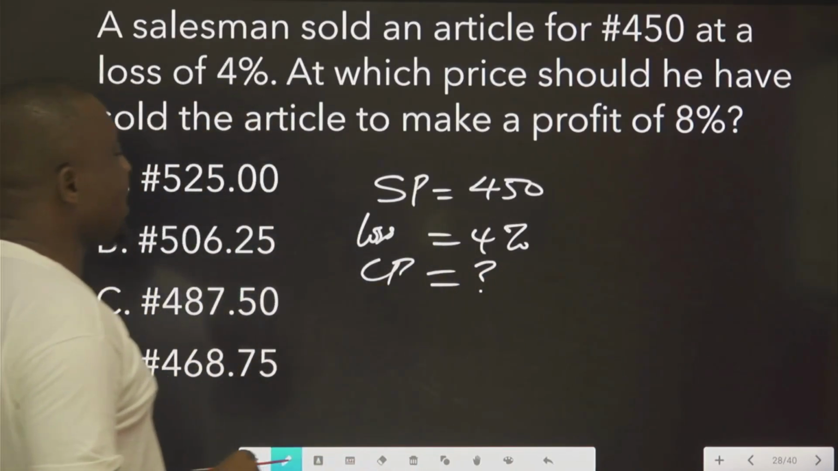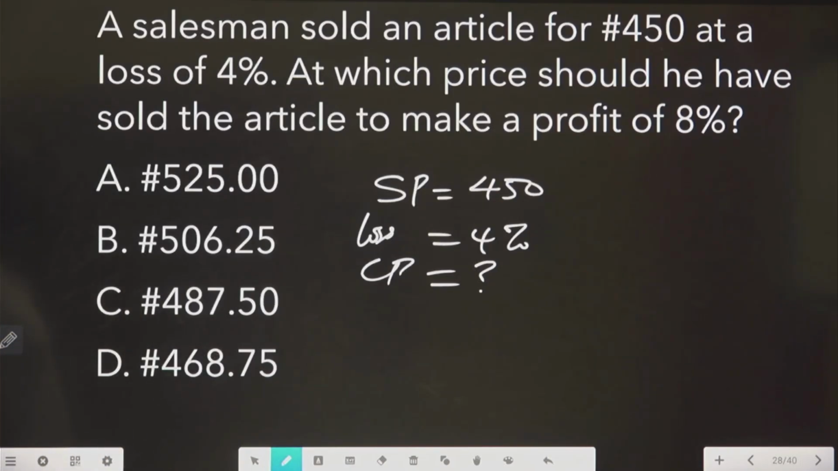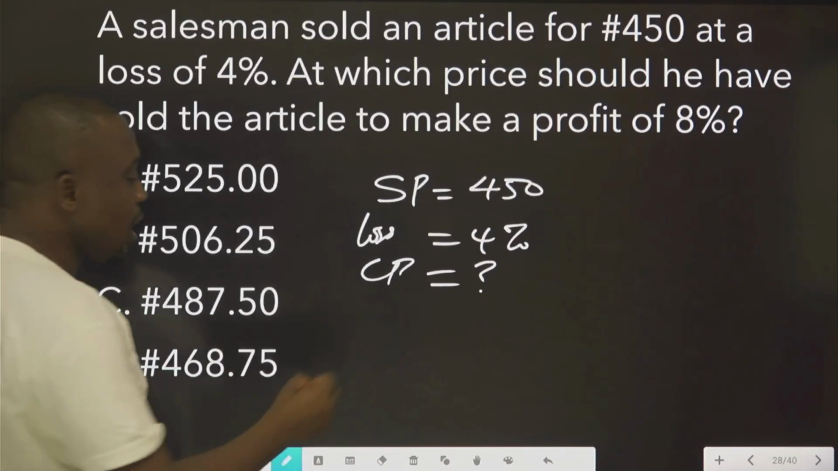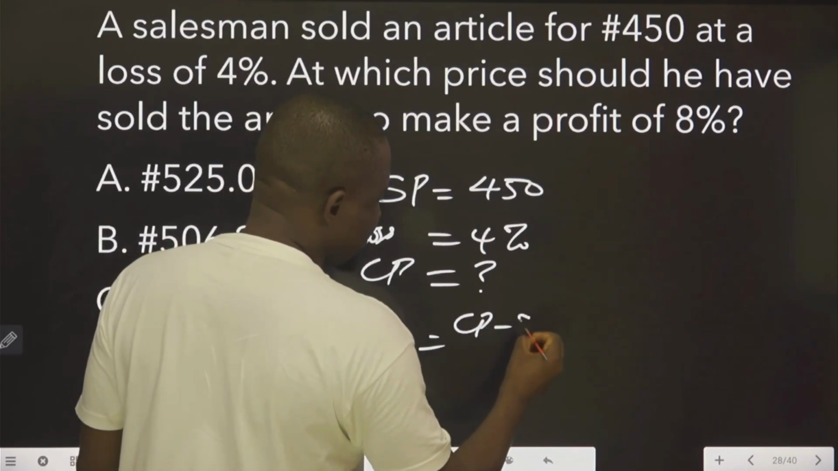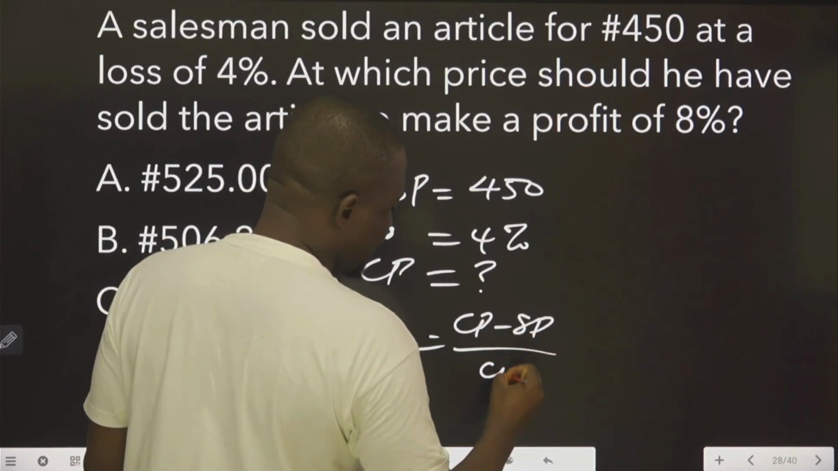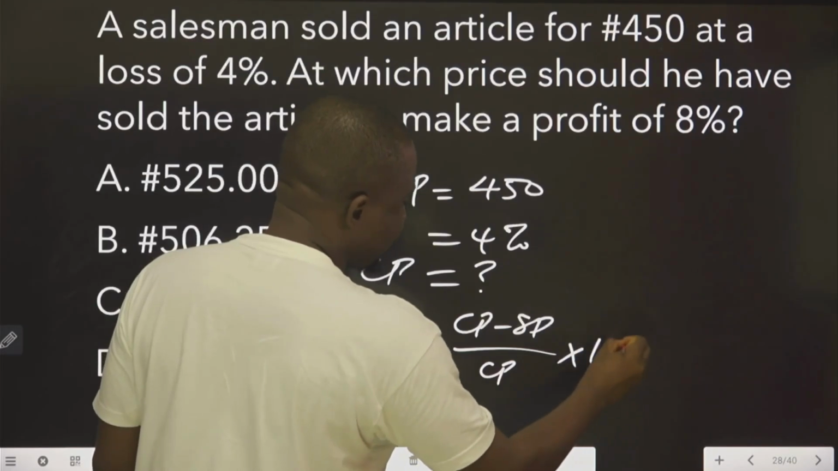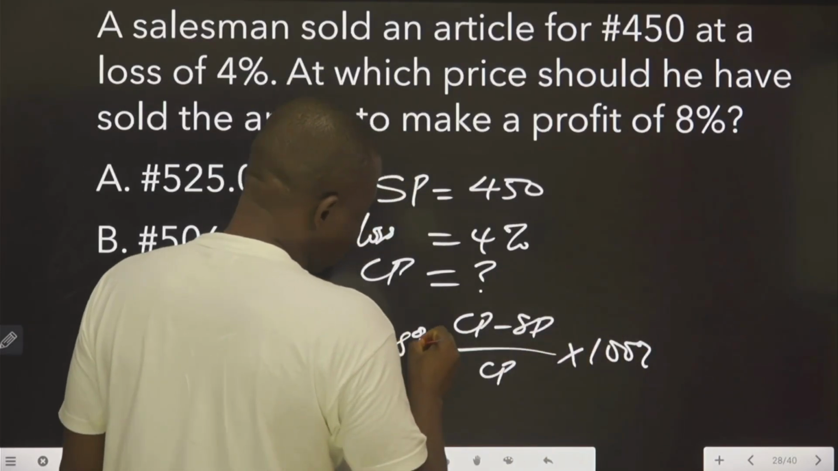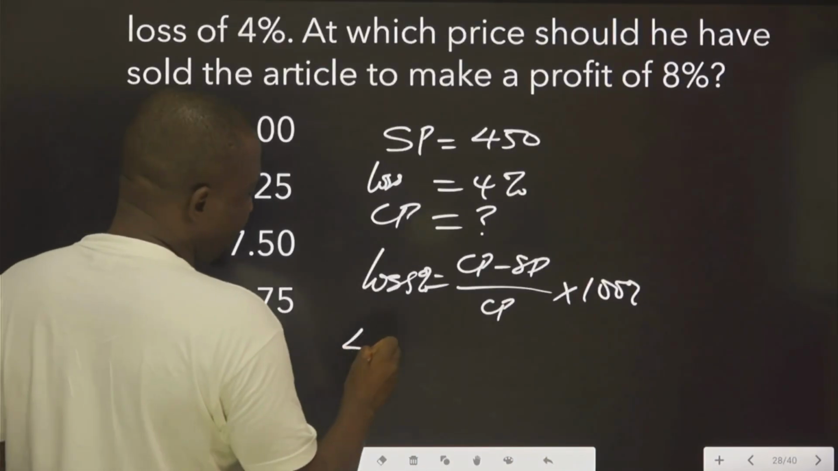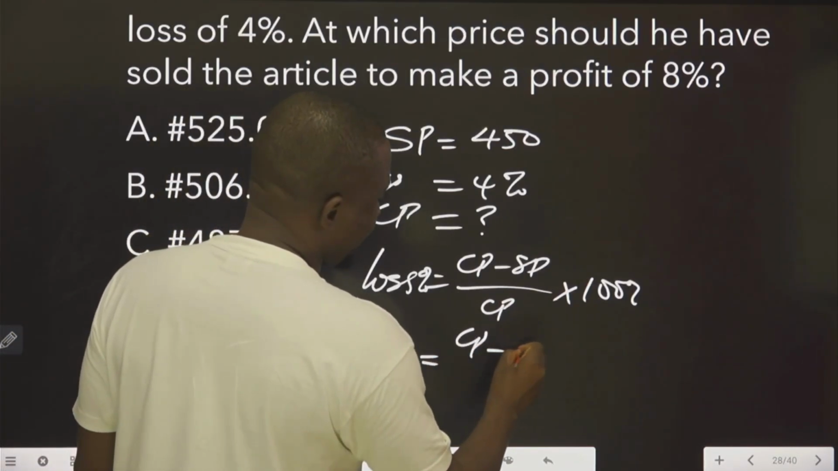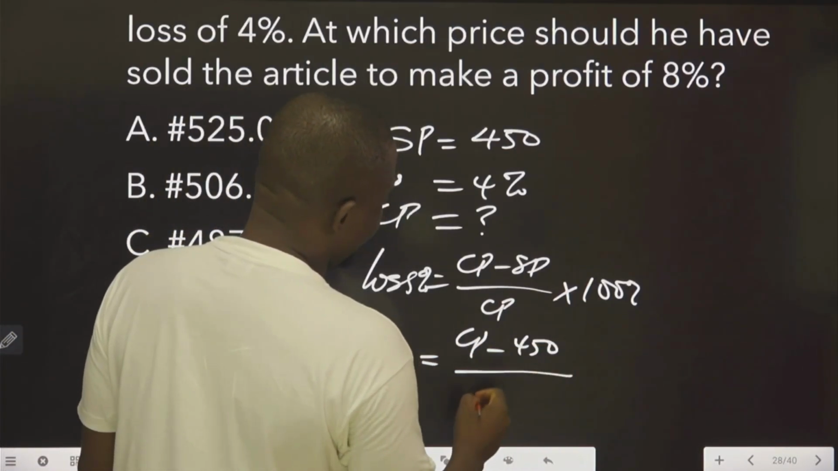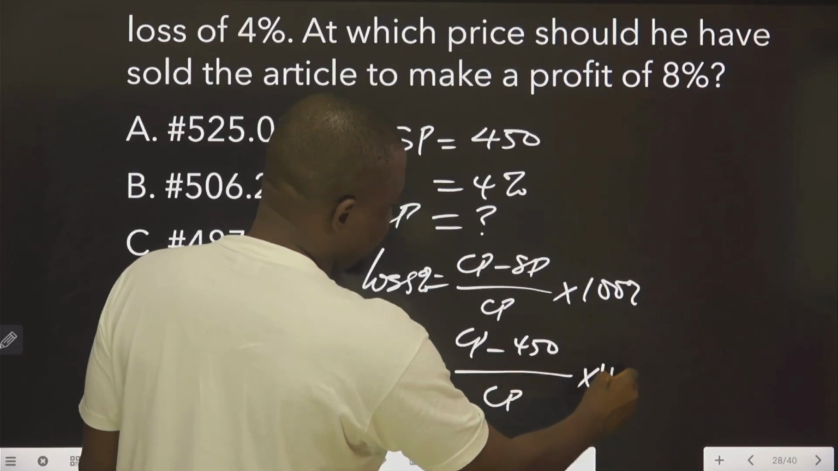So we need to calculate the cost price. What is the cost price? Loss is equal to cost price minus selling price over cost price multiplied by 100%. This is loss in percentage. So we're going to put 4% here, equals to cost price minus 450 all over cost price, multiplied by 100.